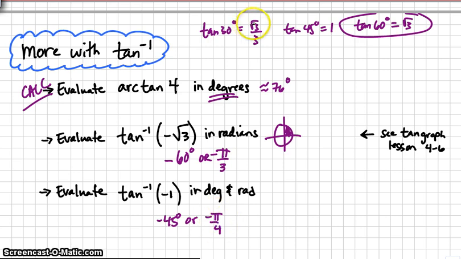So it is important to have these values for tangent memorized because there's no way for you to derive those values from a baby calc only. So these last two questions will be baby calc questions. And if you don't know square root of 3 over 3 and square root of 3 for tan, those problems will be quite difficult.